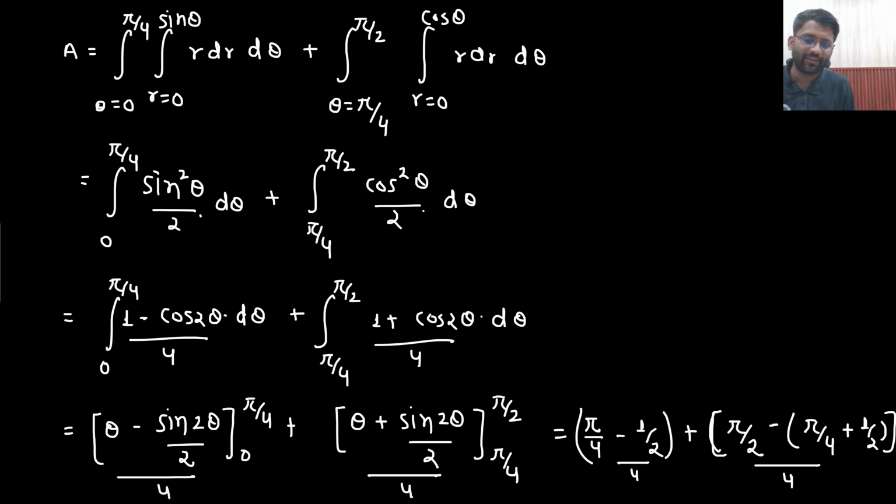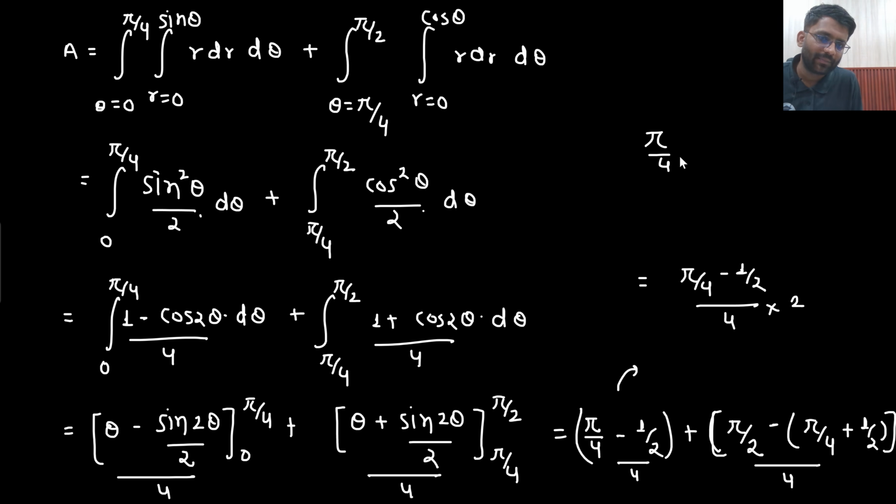So everything was divided by 4. If you do this calculation on the upper side, what you are getting is pi by 4 minus 1/2 divided by 4, multiplied with 2, right? So you get the same answer, pi by 4 minus 1/2 divided by 2. Here I forgot this 4. If these kinds of things happen in the examination hall, then all your hard work would be gone, right?